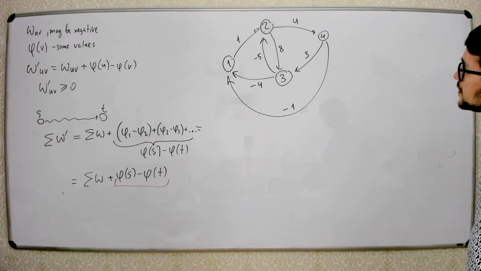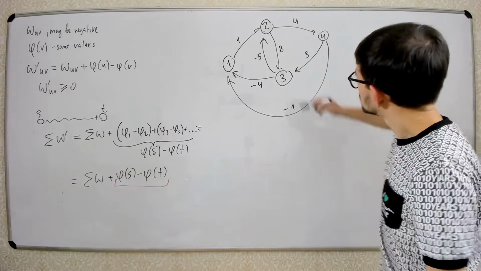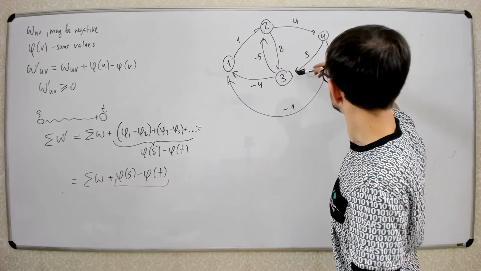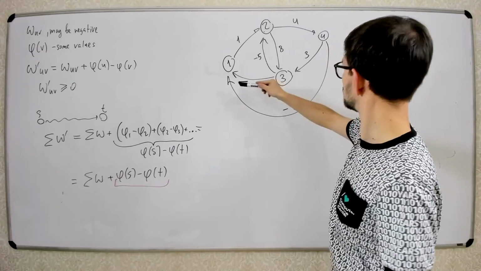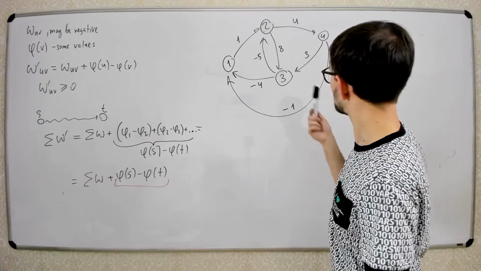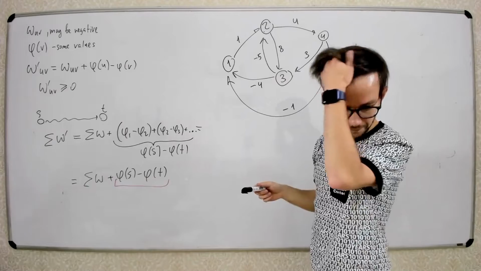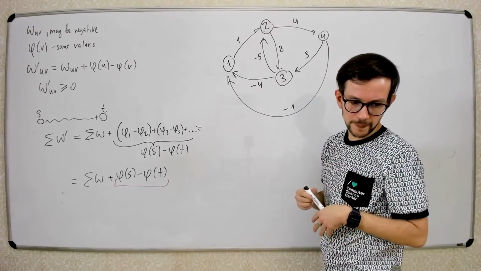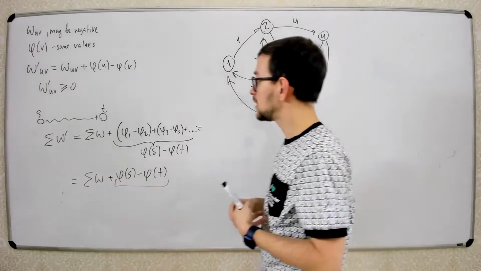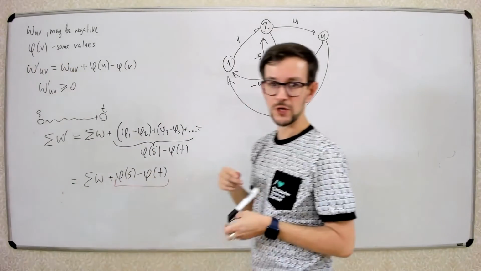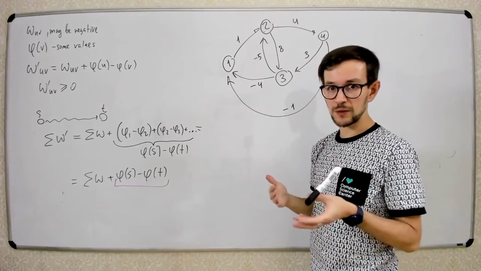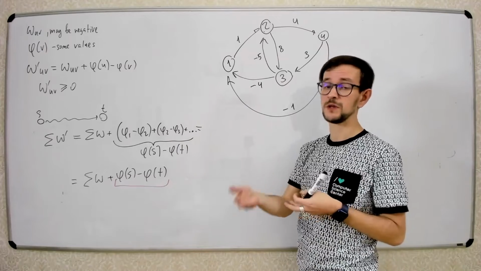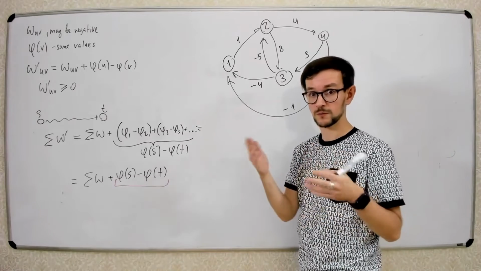Is everything non-negative? This cycle is non-negative, this cycle is non-negative, this one is non-negative. Yeah, I believe all cycles are non-negative. If you have these values of phi, then you can apply Dijkstra's algorithm, and it is faster than the Bellman-Ford algorithm. Yeah, that's the idea.